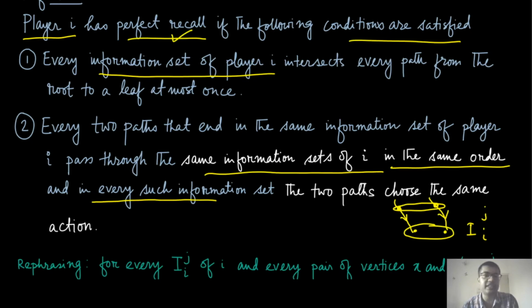If you do not satisfy this condition, it gives some sort of forgetfulness, either in terms of which actions you have picked in the past, or whether you have played at all in the previous rounds. So the first condition rules out that you forget whether you have played at all or not. The second condition rules out that you forget what action you have picked.